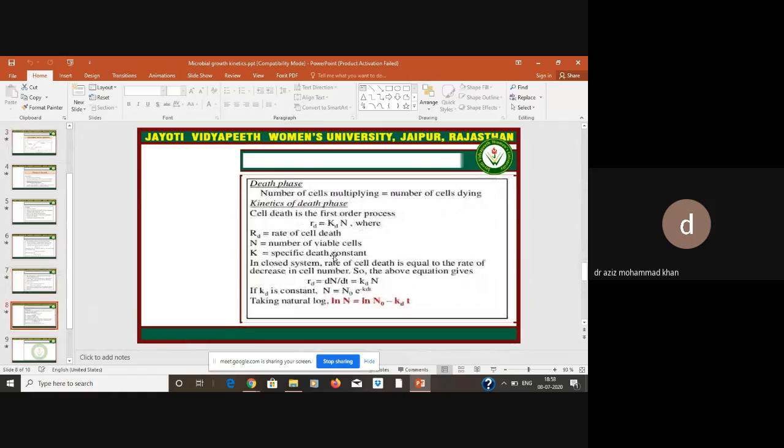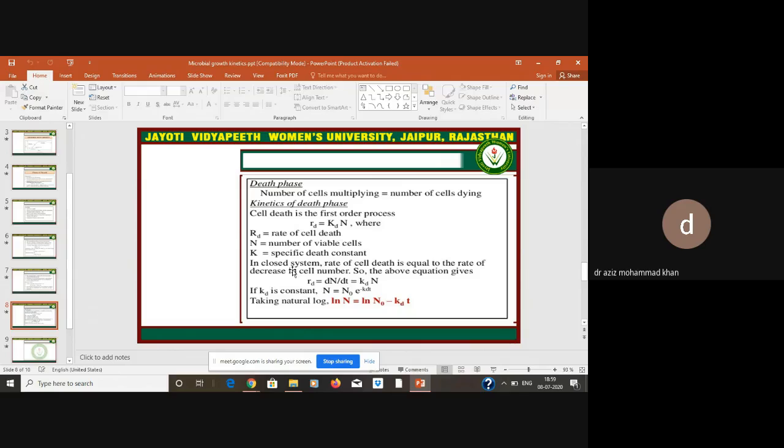Now the next is the death phase, in which the microorganisms start dying because the substrate or the media which we have provided starts to deplete, and when it depletes the microbes die. So death is a first order process, in which RD means rate of death. RD is equal to kd times n, where RD is the rate of death, n is the number of viable cells, and kd is the cell death constant.